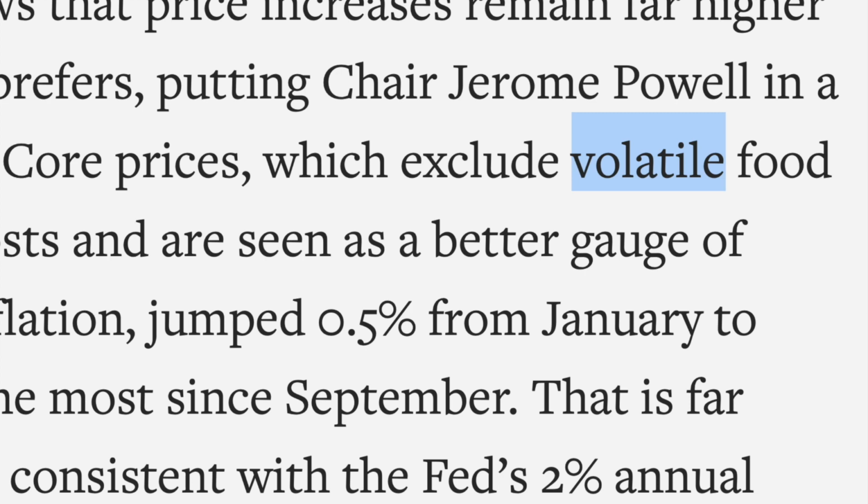Okay, core prices, which exclude volatile food and energy costs and are seen as a better gauge of longer run inflation. Volatile food and energy costs. Okay, so that means there's something about the energy costs. Well, costs go up and down, right? And that's exactly how volatile is used. For things that go up and down, usually rapidly in an unpredictable way, we often use the word volatile.